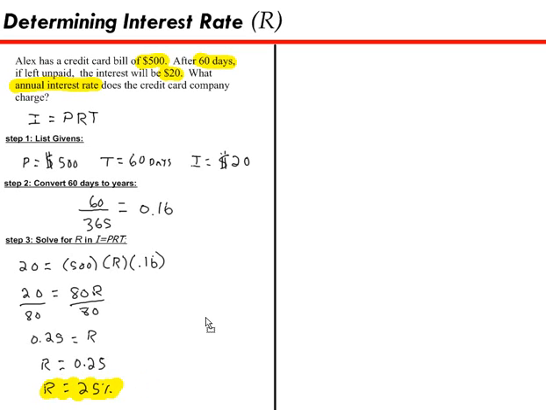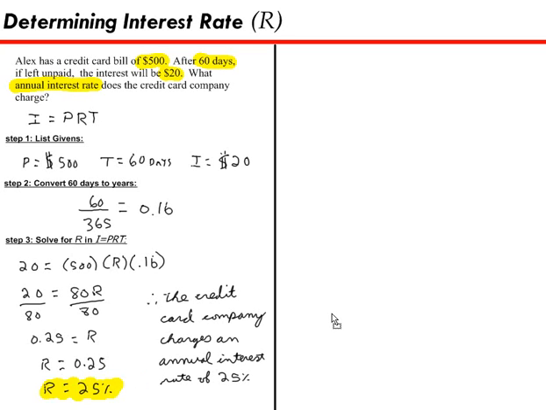And finally, I added a concluding statement that reads like this. The credit card company charges an annual interest rate of 25%. And now let's get you to practice a problem. Here's your problem I'll present, and then you can try the solution on your own on paper, and I'll post the solution down here when you're ready.